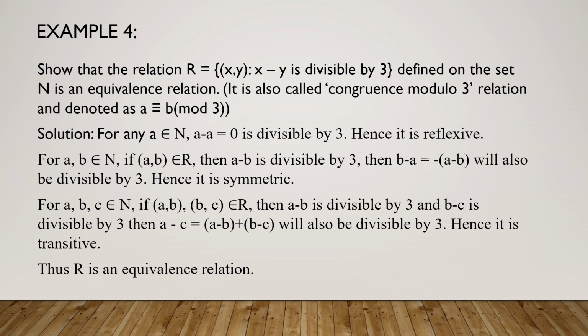So both these ordered pairs, (12, 6) and (6, 3), belong to the relation. Then (12, 3), that will be 12 minus 3, will also be divisible by 3. So if (A, B) and (B, C) belong to R, then in this case (A, C) will also belong to R. So R is an equivalence relation. Remember, this is modulo 3. You can have any number n over here.